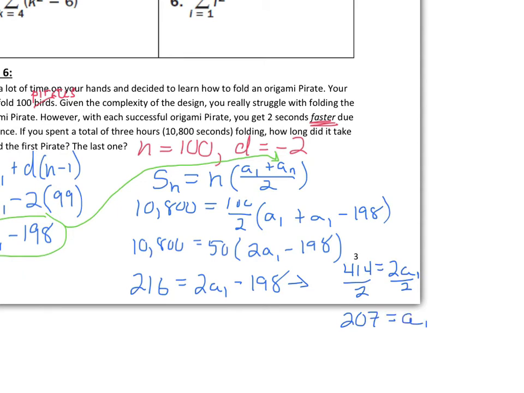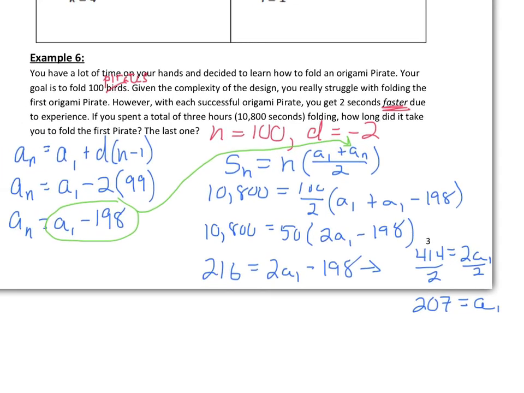414 divided by 2, that tells me a sub 1 is 207 seconds. All right, so the first pirate took me 207 seconds to fold. Okay, 207 seconds, that's almost 3.5 minutes, not quite. But then I need to figure out how long did it take me to fold the last pirate.